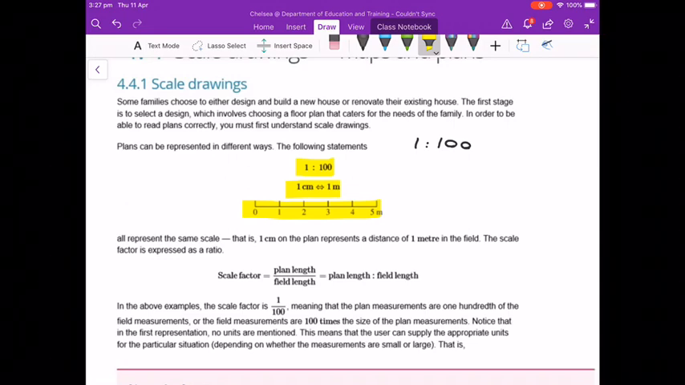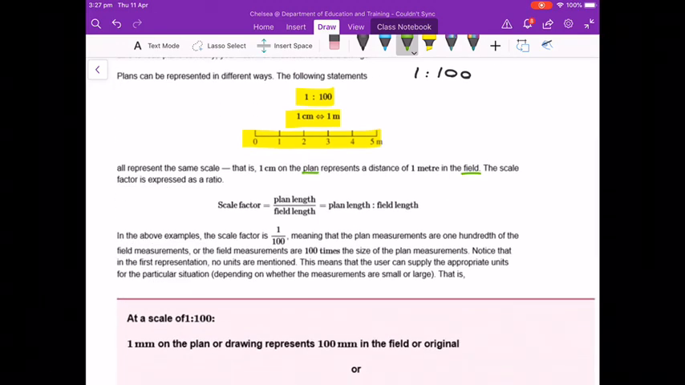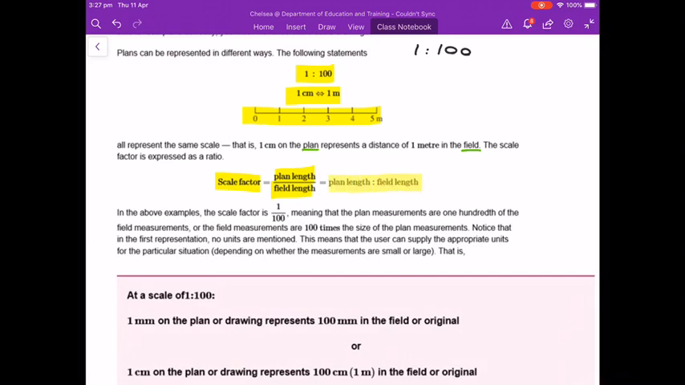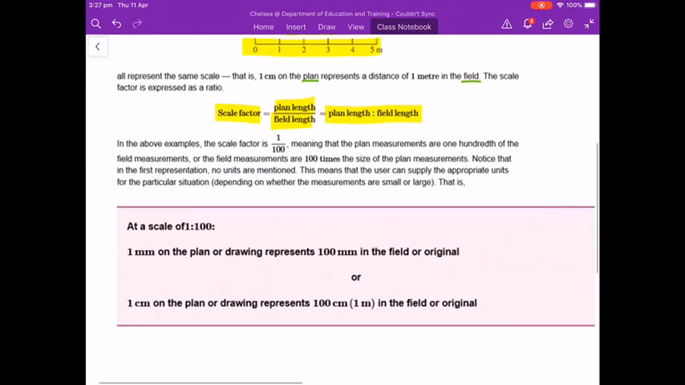Now, our plan length, plan means what you can see in front of you, and our field means real life. So the scale factor can be expressed as a ratio, where the scale factor is our plan length divided by field length, which is written as plan length is to field length, which means that it is 1/100th of the actual size. So for every 1 on the grid, it's 100 times bigger in real life.